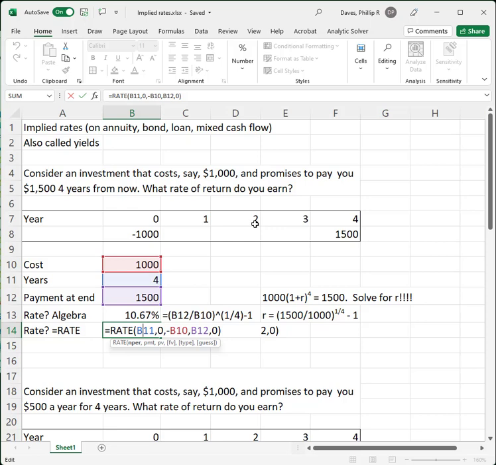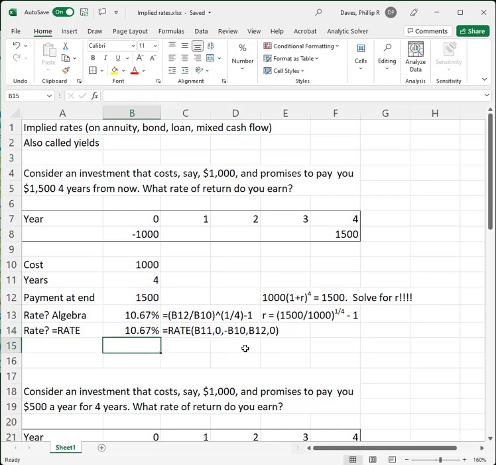But we'll assume that all of the examples that I have will be easy enough that you don't need to put in a final guess. So we don't need a comma and then whatever this guess might be. But if you were to put in a guess, you could put in a guess of 50% or negative 50% if it wasn't converging. All right, so there is 10.67% for this example.